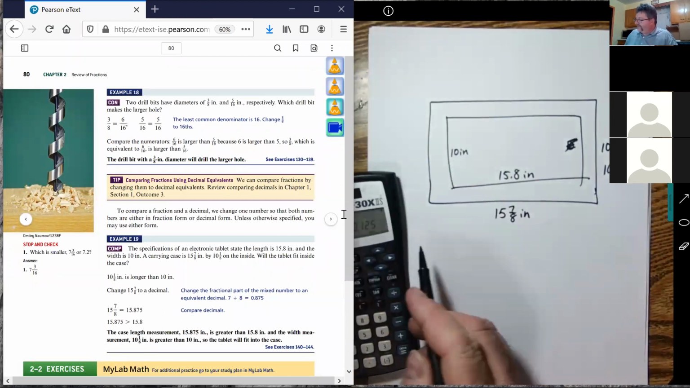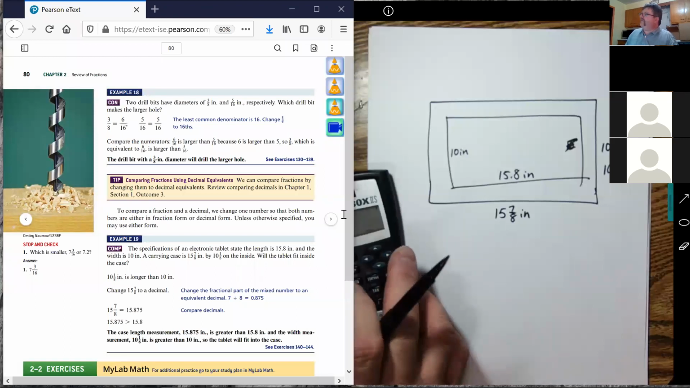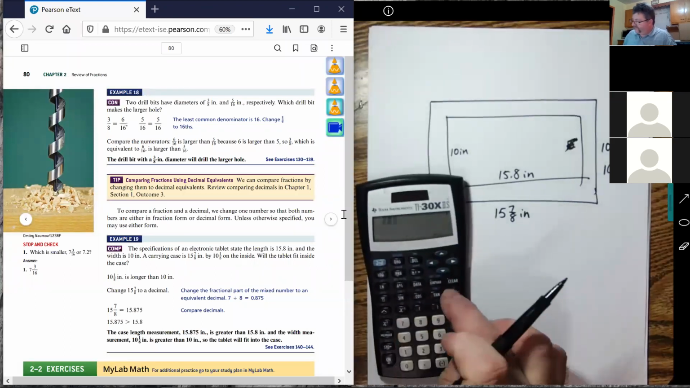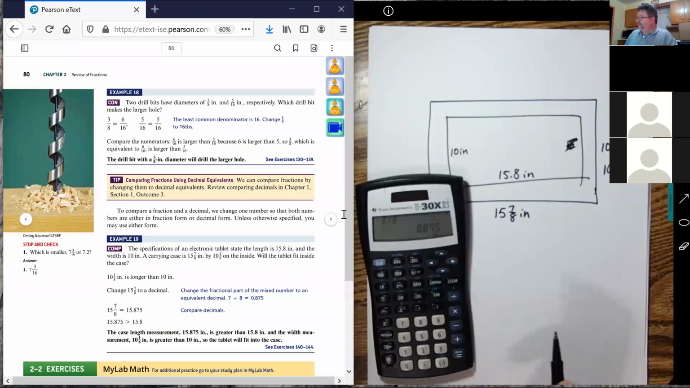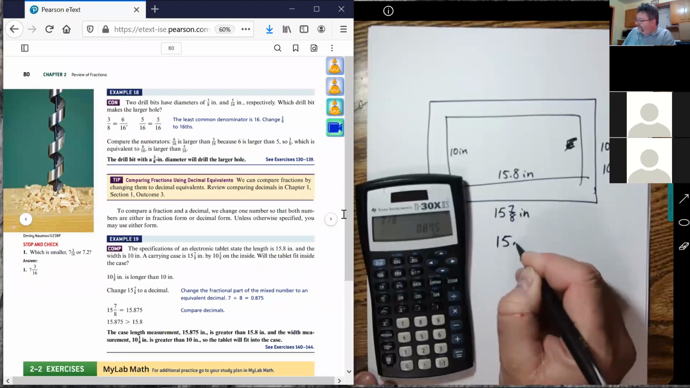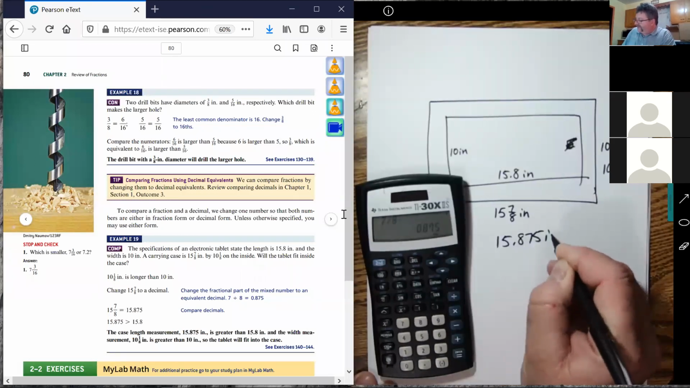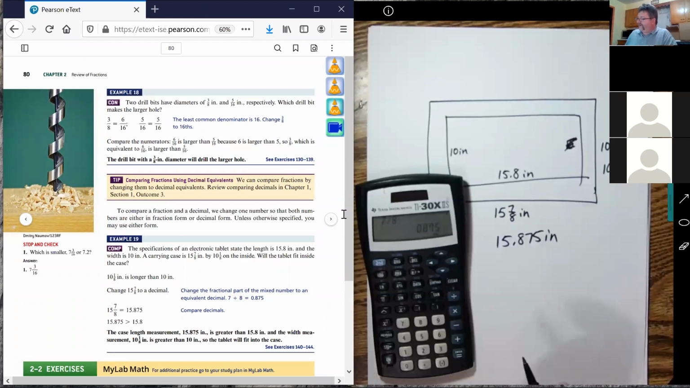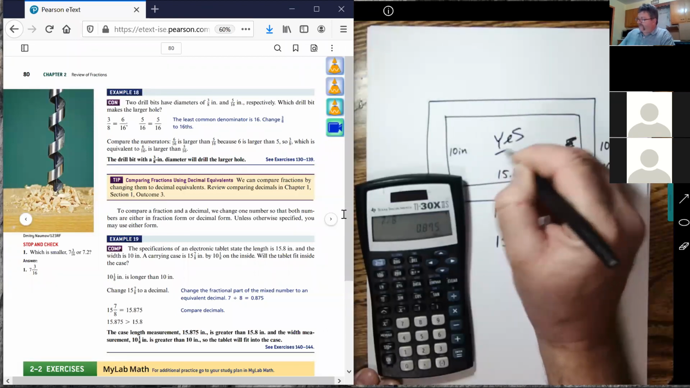What about this other dimension, 15 and 7/8? Well, what is 7/8? 7 divided by 8 is 0.875. So 15.875. The case is 15.875. The tablet's only 15.8, so it should fit inside there, right? So I would say, yes, it's going to fit.